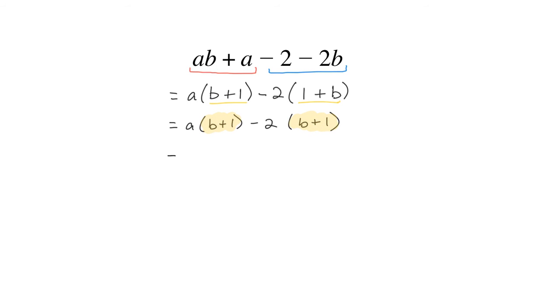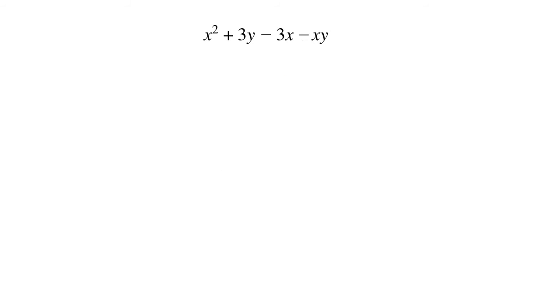We can factor out that whole binomial b plus 1. And we're just left with a and minus 2. So that's going to be our second binomial. So our expression factored is b plus 1 times a minus 2. So here's our next question, and we need to factor this. So we're going to try factor by grouping because we have 4 terms.